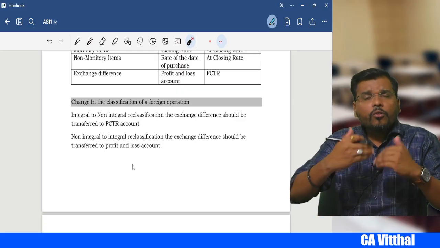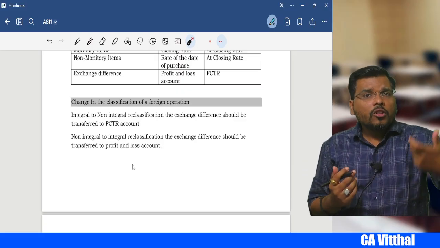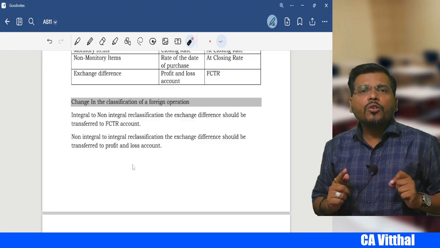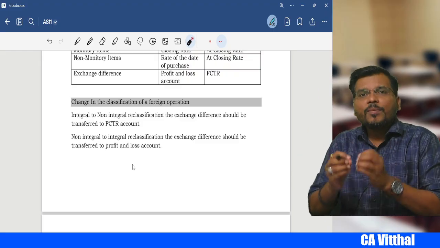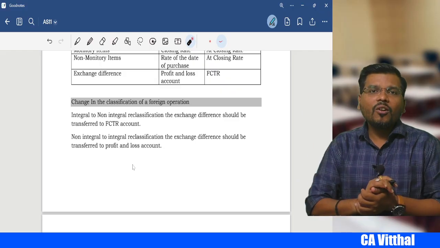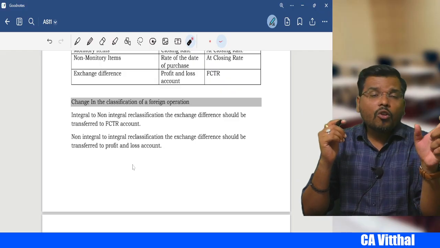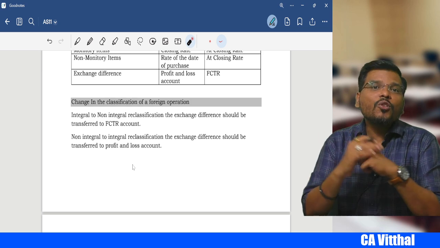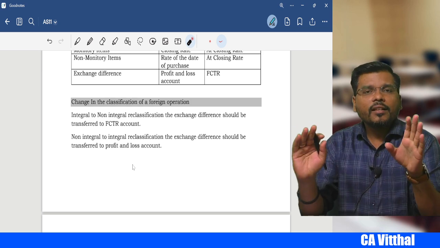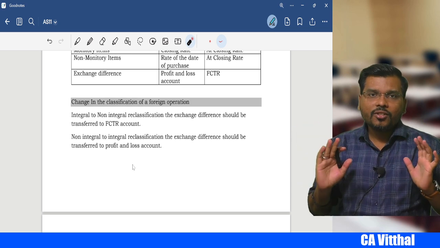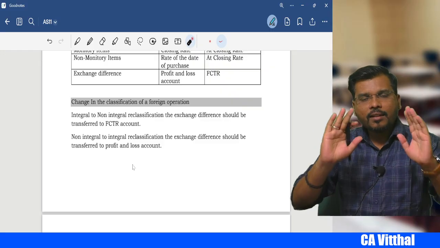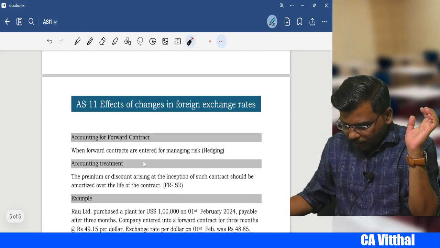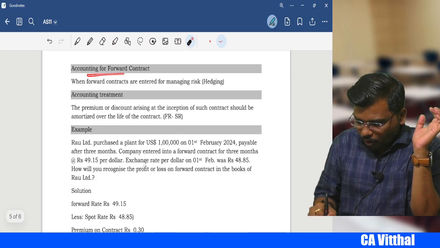Now, vice versa, from non-integral foreign operation to integral, then what should we do, sir? Very simple, transfer the exchange difference to profit and loss. So when it was a non-integral, that time we created FCTR. What should we do with this FCTR? Don't do anything, leave it as it is in the balance sheet under the heading of reserves and surplus. Right, my dear student? Okay, last segment, that is forward contract.